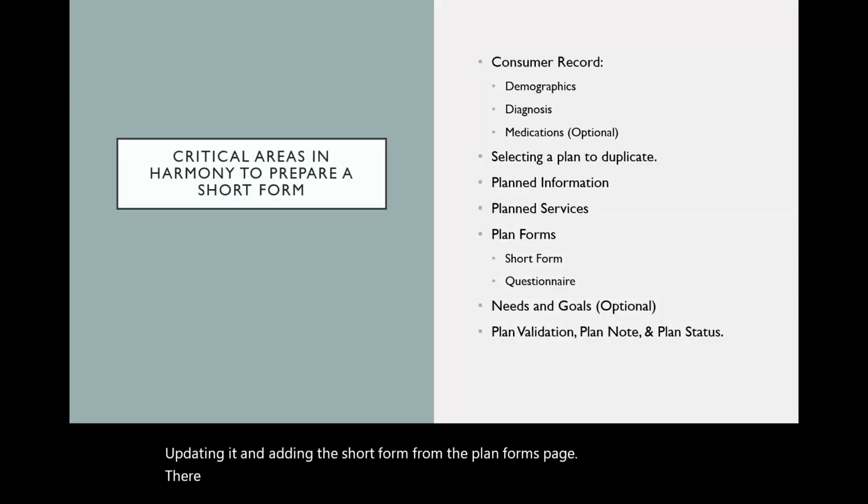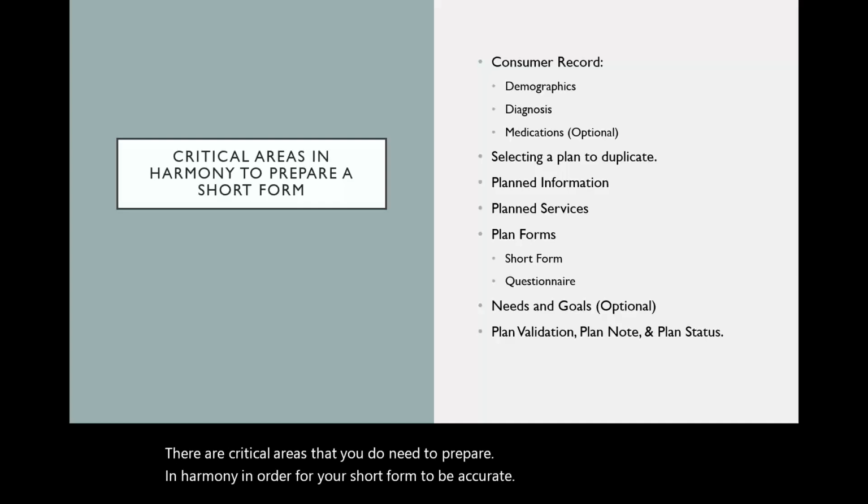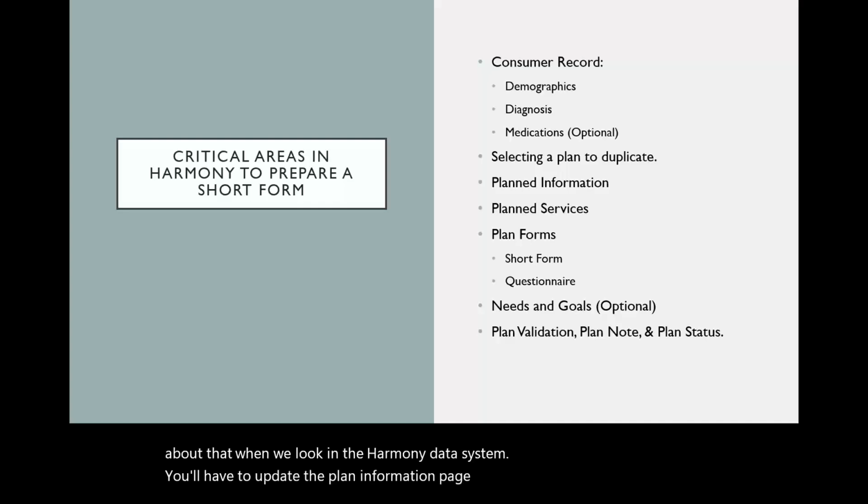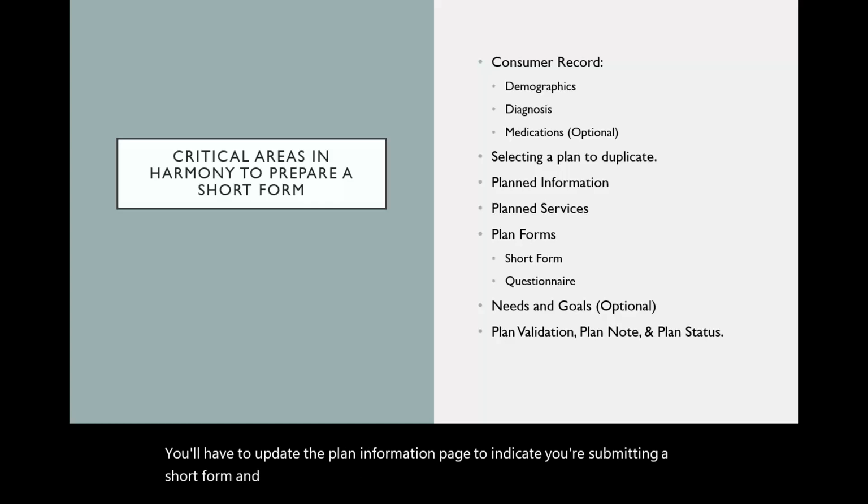There are critical areas that you do need to prepare in Harmony in order for your short form to be accurate. That includes the demographics, diagnosis, and possibly medications from the consumer record. You'll have to select which plan to duplicate, and we'll talk more about that when we look in the Harmony data system. You'll have to update the plan information page to indicate you're submitting a short form, and you will need to update your plan services to the current renewal plan year.